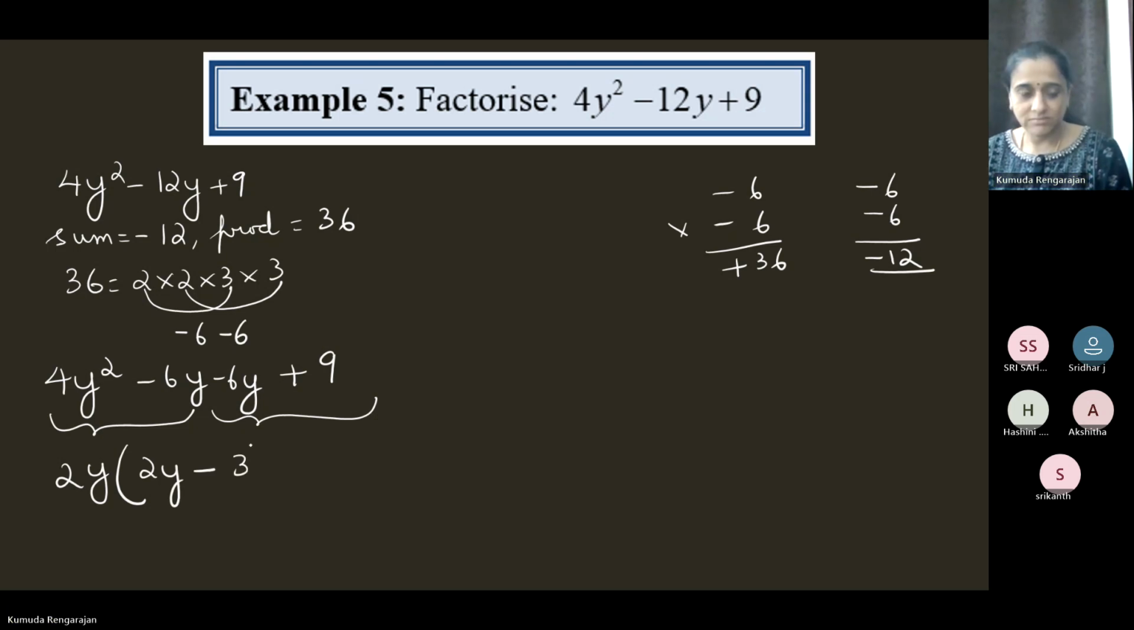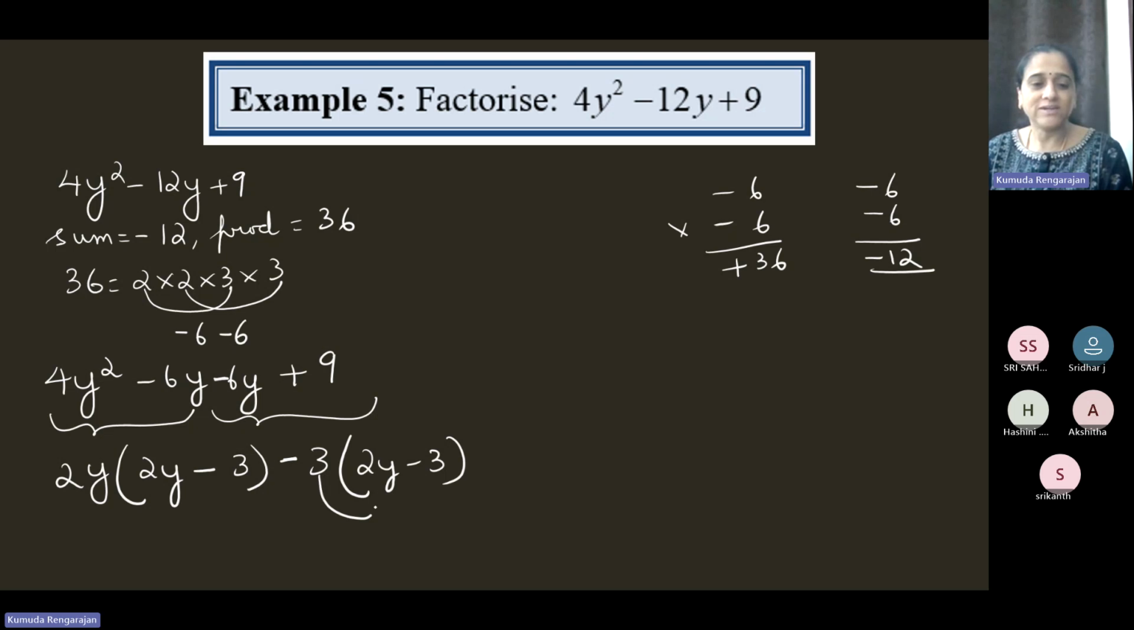Minus. Now you should write the sign as it is. What's common? Open bracket. That's what you should not do. Don't write 2y minus 3. Okay, write 2y minus 3 and check. 3 into 2y is 6y, minus 3 into minus 3 is plus 9. Minus into minus is plus. 3 threes are 9.